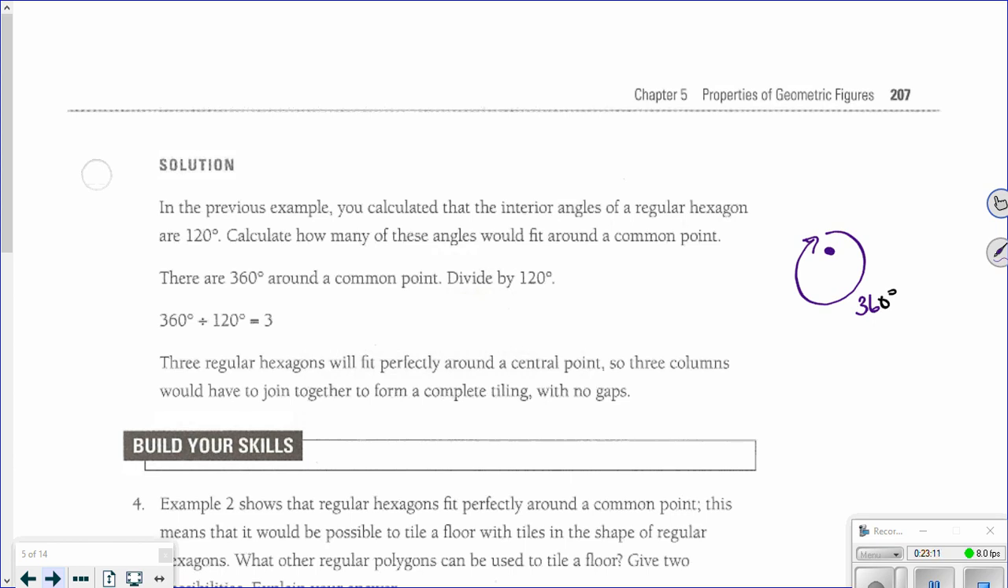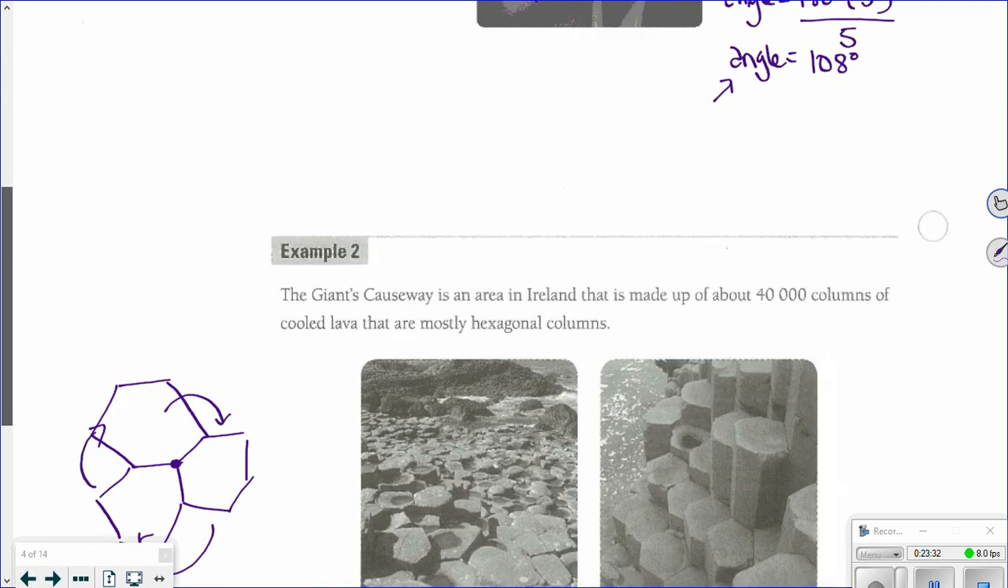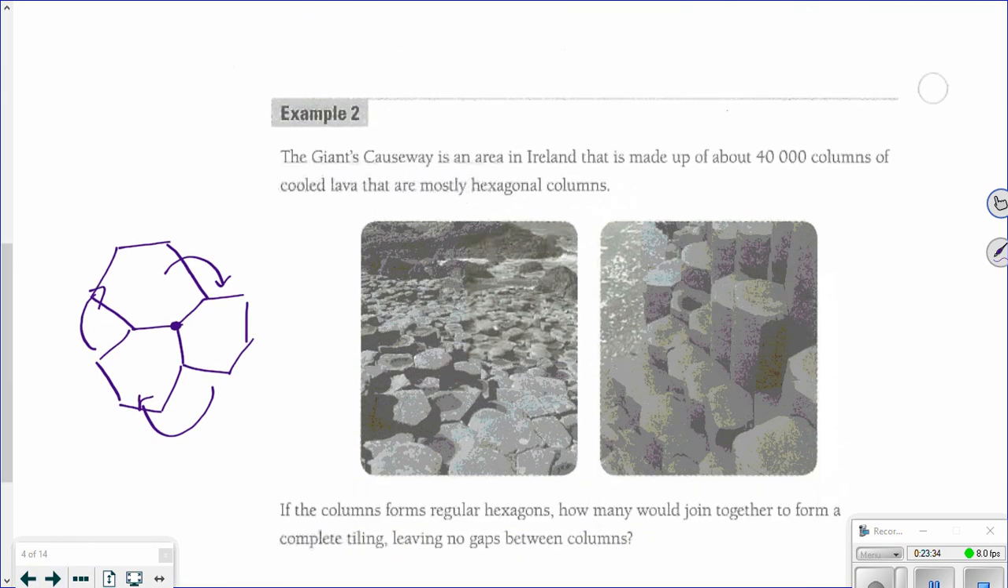There are 360 degrees around a common point. Divide by 120. So 360 divided by 120 is 3. So 3 regular hexagons will fit perfectly around a central point. So 3 columns would have to join together to form a complete tiling with no gaps. Okay, so it takes, just like I drew in that last one, 3 hexagons to get all the way around a circle if we're rotating about one common point.